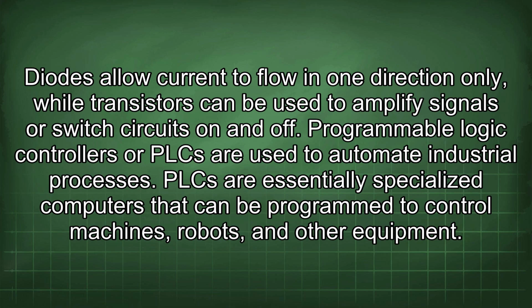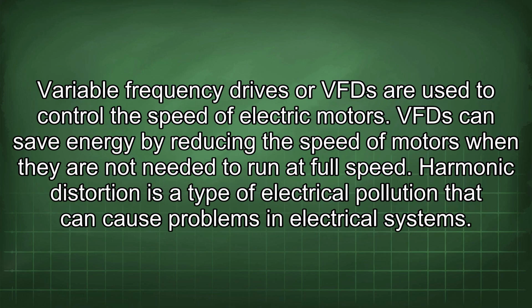Programmable logic controllers, or PLC, are used to automate industrial processes. PLC are essentially specialized computers that can be programmed to control machines, robots, and other equipment. Variable frequency drives, or VFD, are used to control the speed of electric motors. VFD can save energy by reducing the speed of motors when they are not needed to run at full speed.